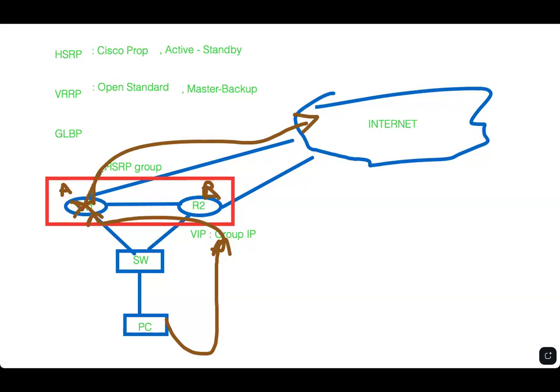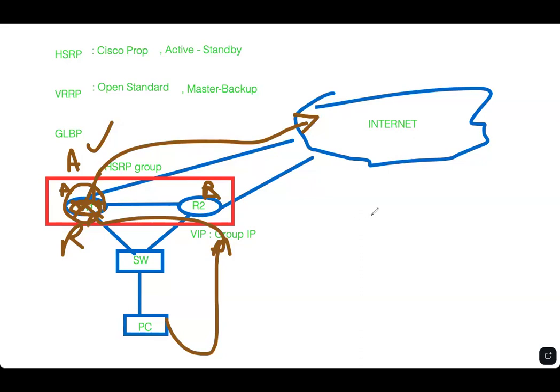What if this comes back up? When this router comes back online, the traffic will be taken over by this active device again because it came online again. So whenever a router goes down and comes back online, if it has the high priority, it will take over the role of the active. So preempt is nothing but when the primary router goes down, if it comes back up online, it will take over the role of the primary.